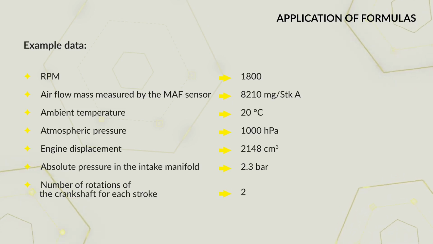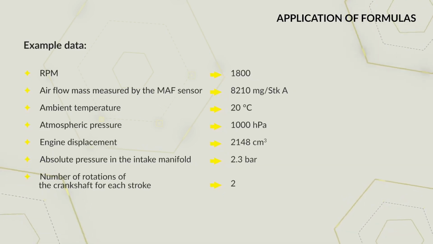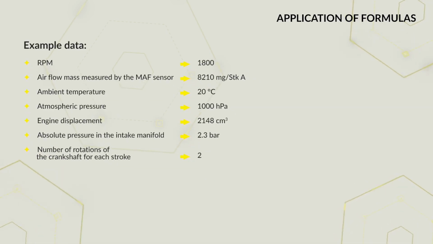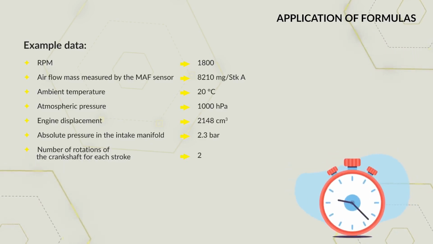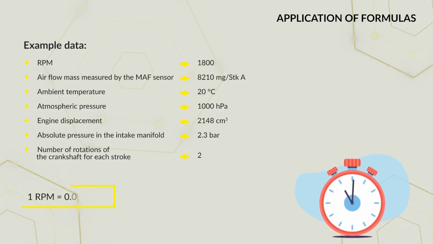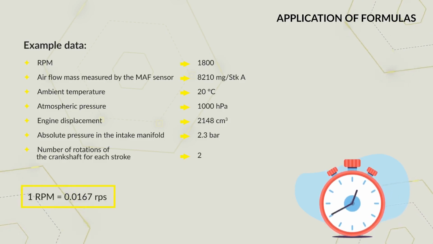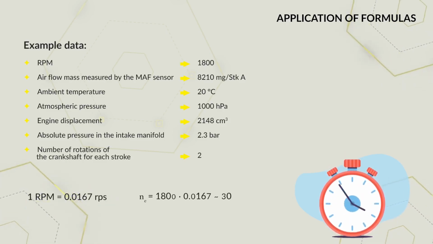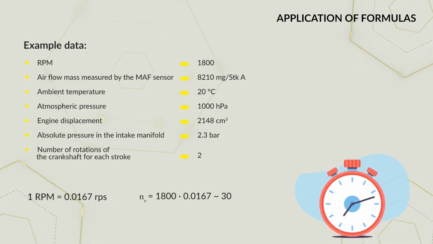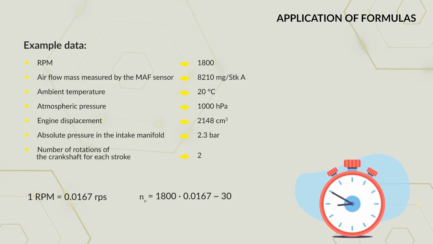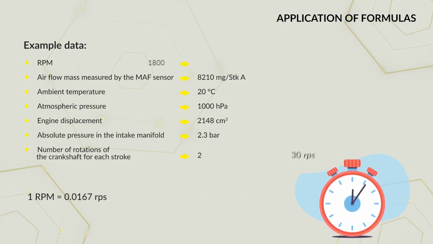First of all, we make the appropriate conversions of the known data to be able to correctly apply all the formulas examined above. First, we need to know the engine revolutions per second. Knowing that 1 RPM equals 0.0167 RPS, we calculate the revolutions per second performed by the crankshaft. We multiply the RPMs by their equivalent in RPS, resulting in 30 RPS. Now let's put this value aside, which we will need later on.